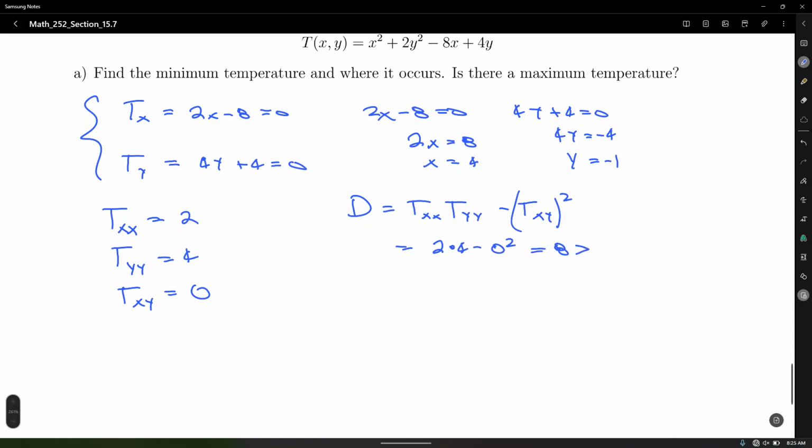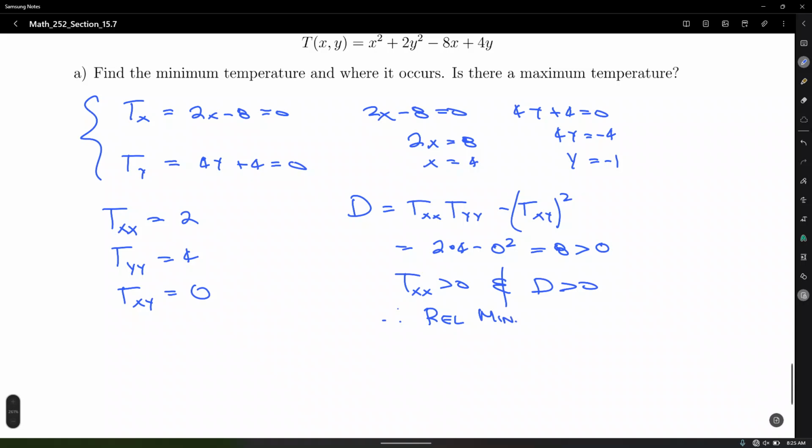Well, in this case, D happens to be positive. And what is the sign of t_xx? Isn't it also positive? That's the second derivative being positive, which means concave up. That means we have a relative minimum. So t_xx is greater than 0 and D is greater than 0. Therefore, we have a relative min. All right, so we have a relative minimum.